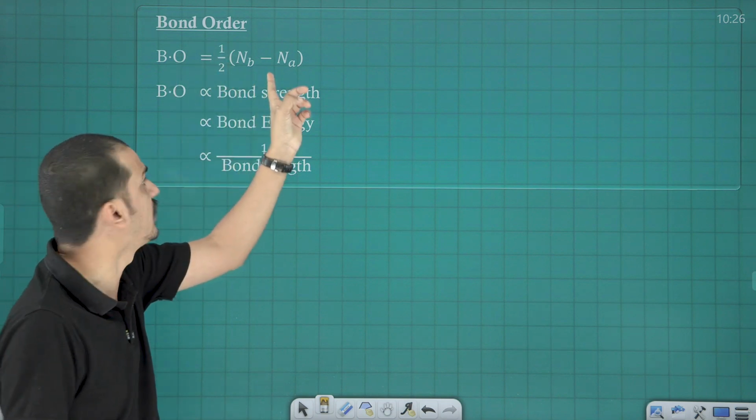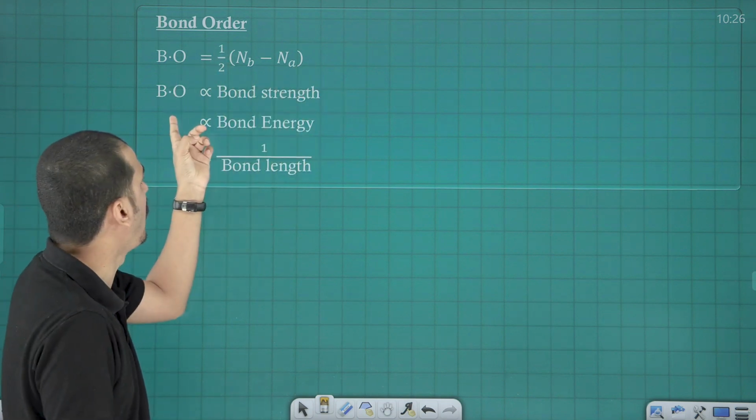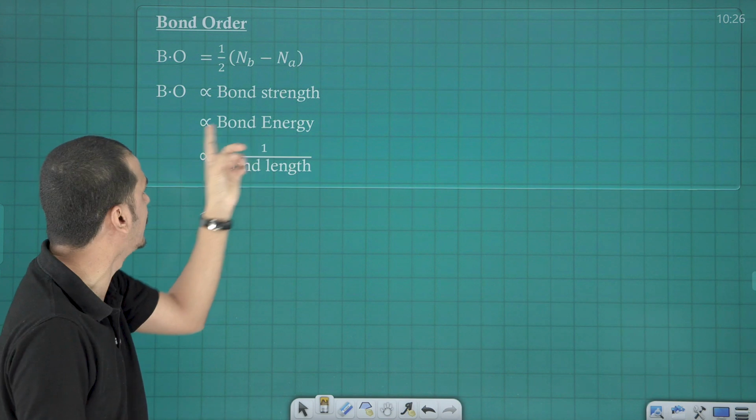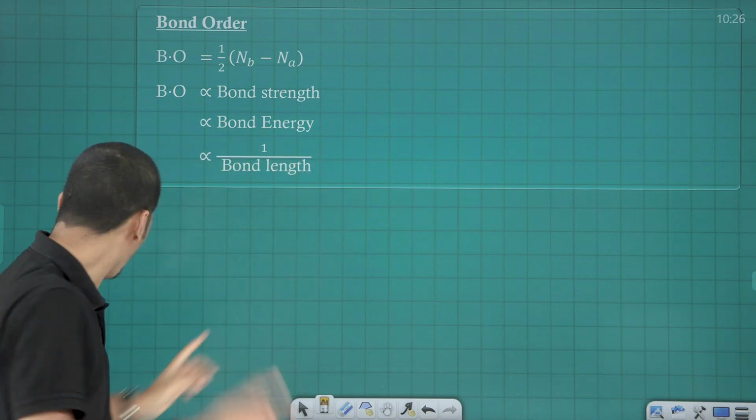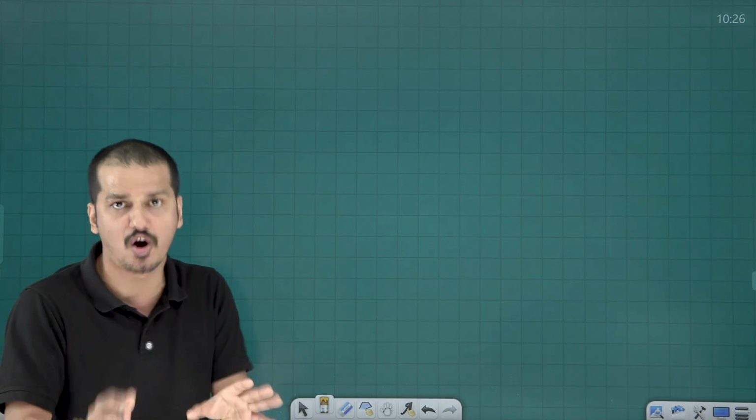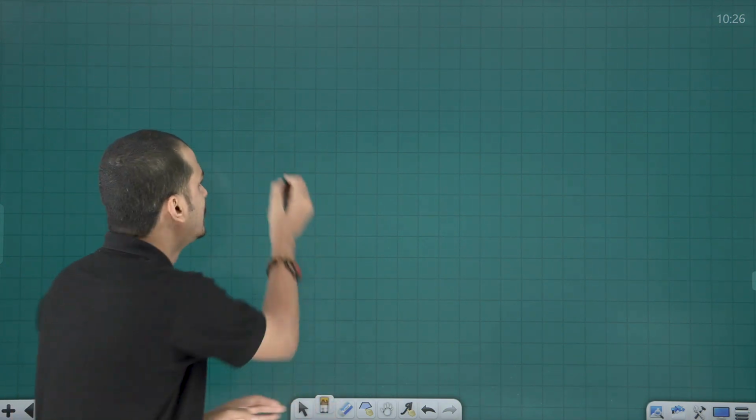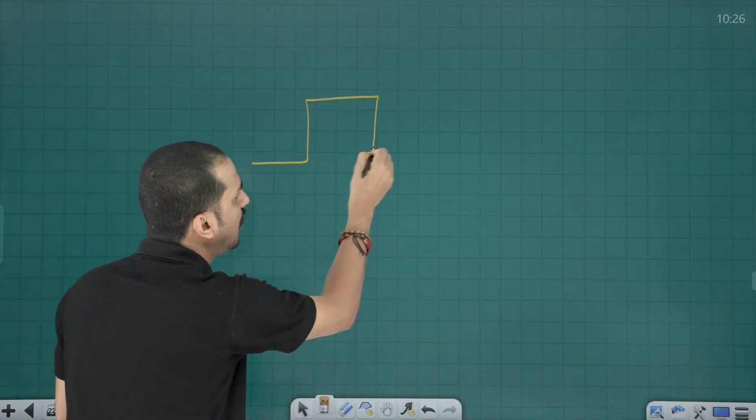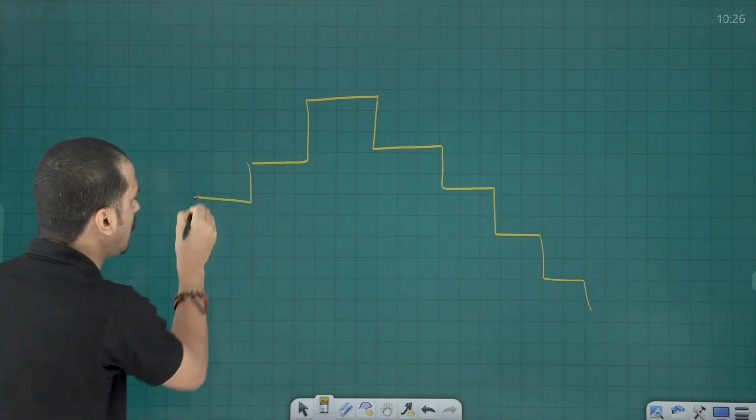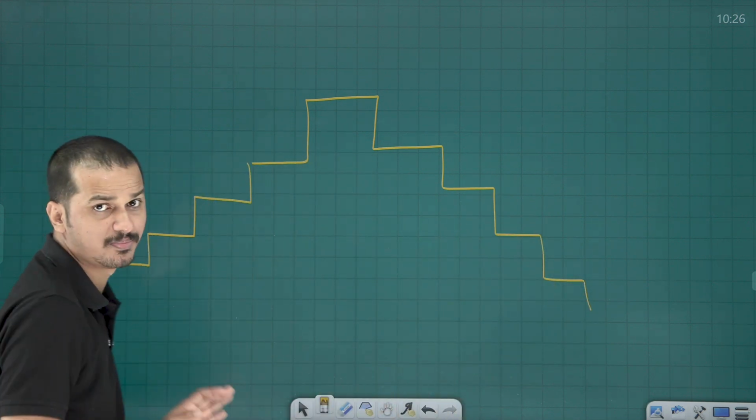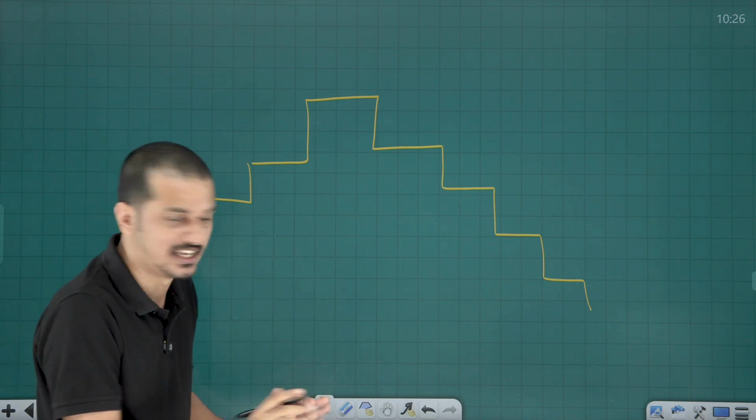Bond order equals half into NB minus NA. This bond order is directly proportional to bond strength and directly proportional to bond energy, and inversely proportional to bond length. But once they are asking a question regarding bond order, you have to remember only this structure. This is enough. If you know how to calculate the number of electrons, then easily you can find out the bond order. Only you have to remember this one. Maximum bond order is 3.